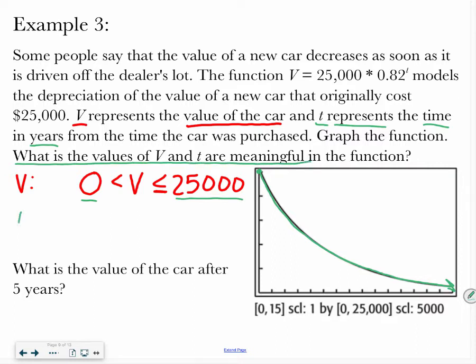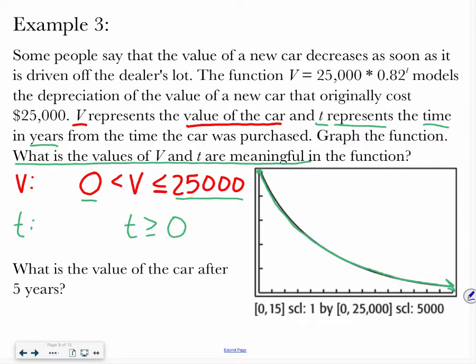Now we want to look at time. Okay? Now for time, the only thing that makes sense, because we can't go back in time, is it has to be greater than or equal to 0. Okay? Time starts when that car is purchased, and then you can't go back in time. So that is that.